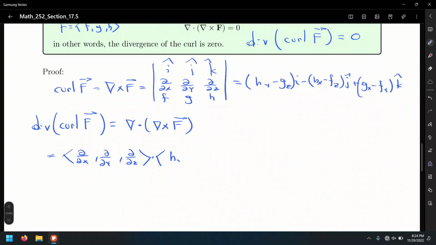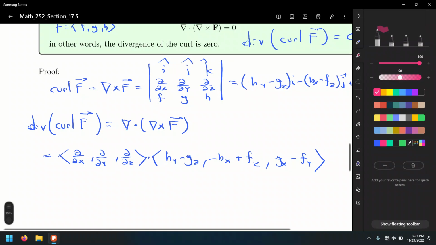So h_y minus g_z, comma, negative h_x, and careful with the signs, plus f_z, because this negative is getting distributed to both terms, and g_x minus f_y. All right, let me get some highlighters here so we can relate. Okay, so we are going to take the partial derivative with respect to x of this first component, all right?